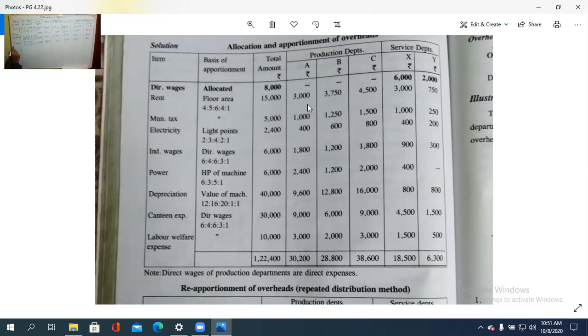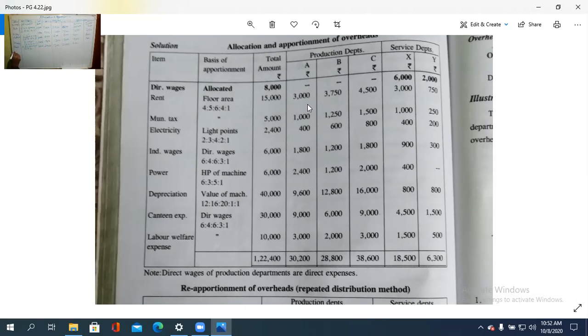Then power. How is the power to be apportioned? Horsepower of machine, that is 6 is to 3 is to 5 is to 1. Only one item is not there. There is no ratio for the horsepower of machine in the case of the service department. So how much is the amount? That also 6,000. That also to be apportioned as 2,400, then 1,200, again 2,000 and 400, and last item nothing.